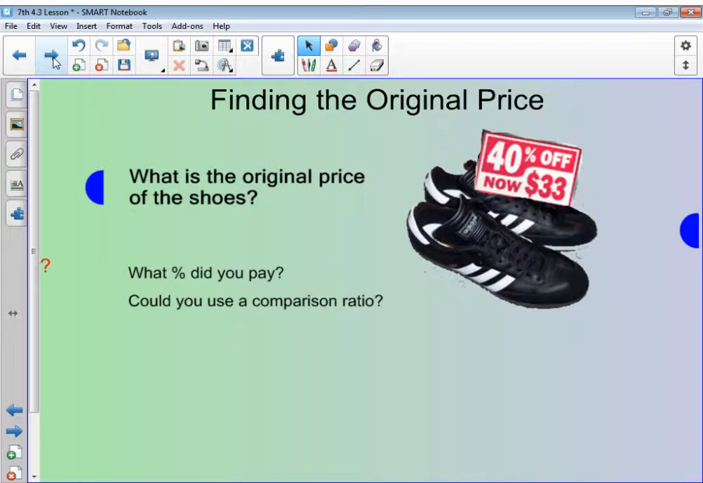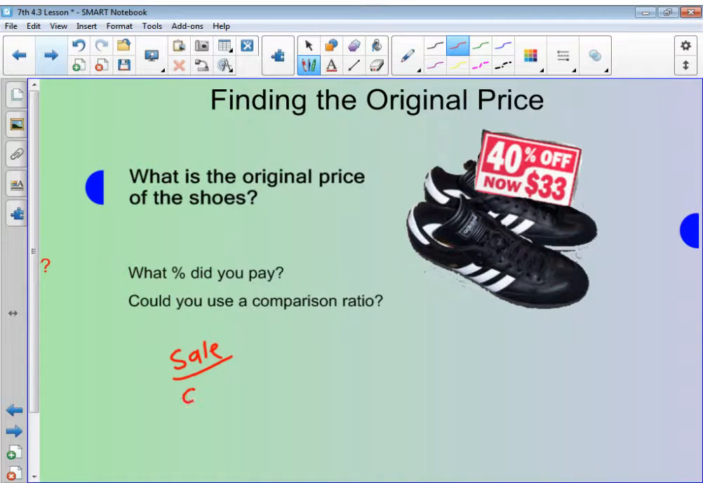So it says, what was the original price of the shoes? Well, that's what we don't know. So remember when we set up proportions on our previous slides, we would always set up the sale price over the original. Here I had 40% off. Percent off means I subtracted 40. So 100 minus 40 says I'm going to pay 60%, over my original percent, which is 100.